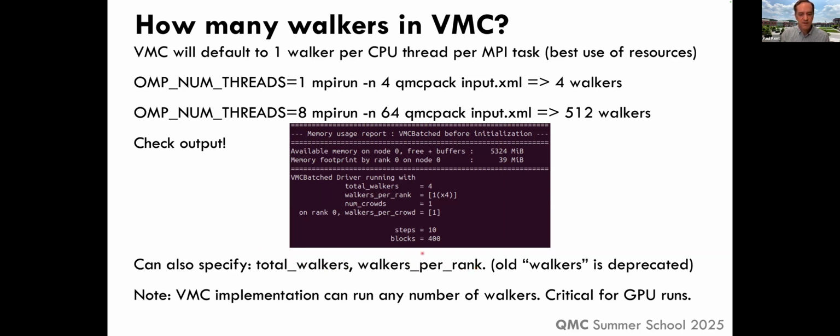So people have different preferences for how to set up the calculations. One thing to note here is that the VMC implementation can now run any number of walkers. That didn't always used to be the case, and is, I think, one of the differences between QMCPACK and a number of other QMC codes, where you're fixed to the number that matches onto the CPU cores that you have. Again, check the output if you're not 100% confident what's being done.